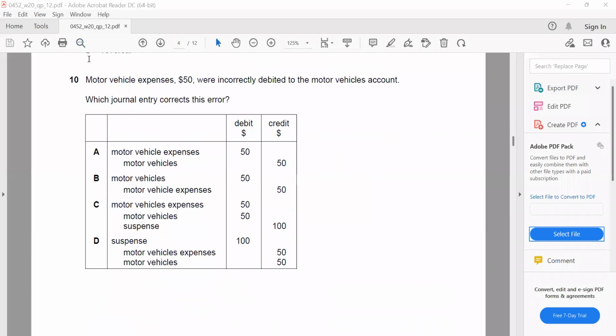Okay, question 10. Motor vehicle expenses of 50 were incorrectly debited to the motor vehicle account. So which journal entry corrects this error? The motor vehicle account is a non-current asset, and this is an expenses account. So it was debited here, and we need to make the correction. We have to reverse out the motor vehicle debit, so credit to reverse out 50. Put it back into the motor vehicle expenses account, 50. So the answer should be number A. Okay, now next move on.